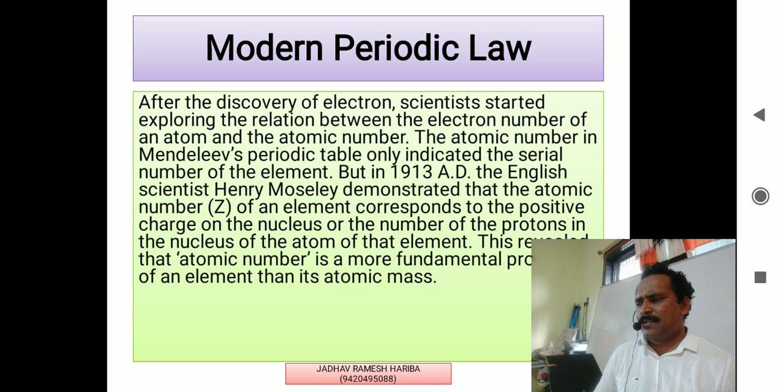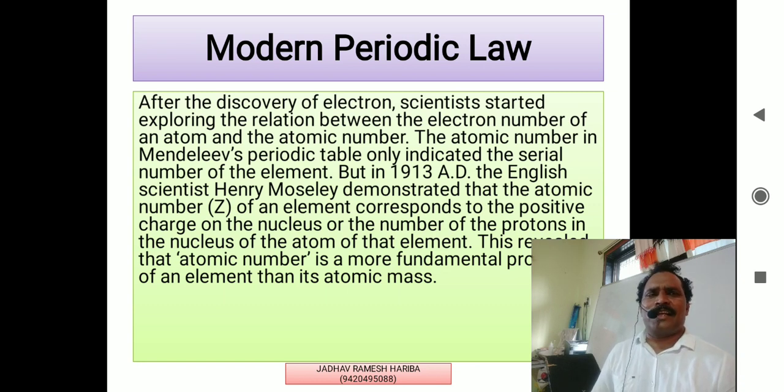Atomic mass number is the total number of nucleons present in the nucleus of an atom, that is the subatomic particles protons plus neutrons. They are present together in the nucleus of the atom. When we sum them, that number we call the atomic mass number.